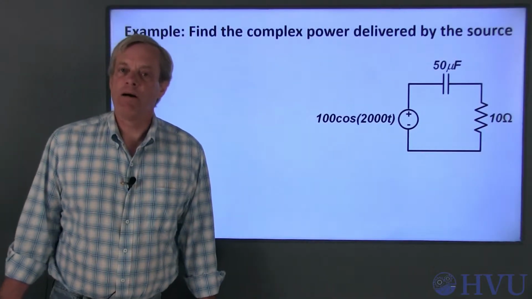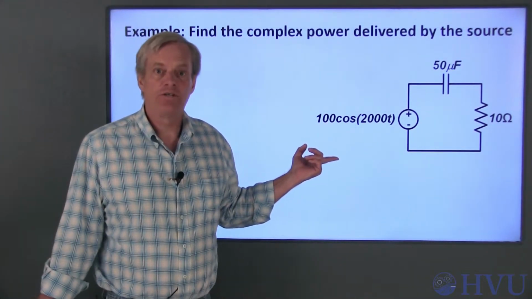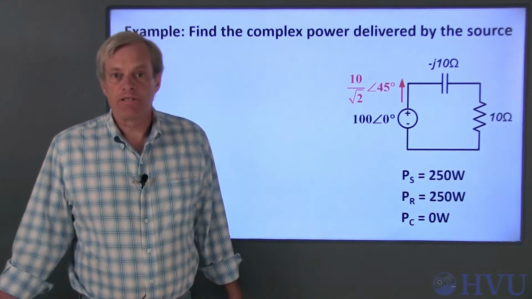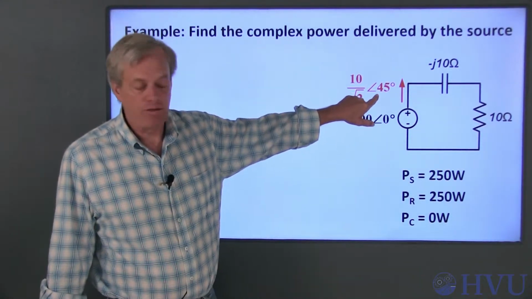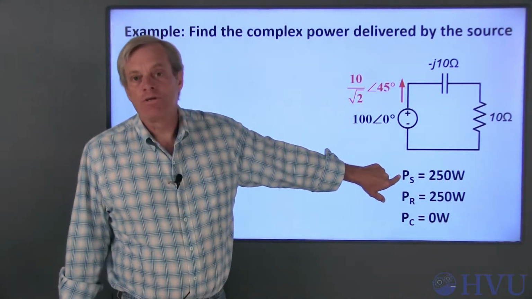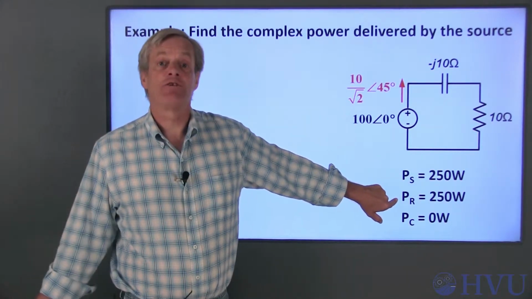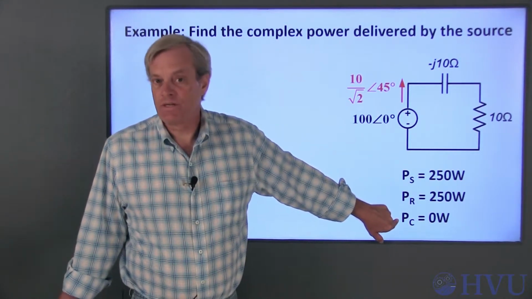As an example of complex power, I'll use this circuit from the average power video and determine the complex power delivered by the source. The last time we worked this problem, we found out that the source current was 10 over root 2 at an angle of 45 degrees, and the average power delivered by the source was 250 watts, which was exactly the same as the average power absorbed by the resistor. The average power of the capacitor was 0.